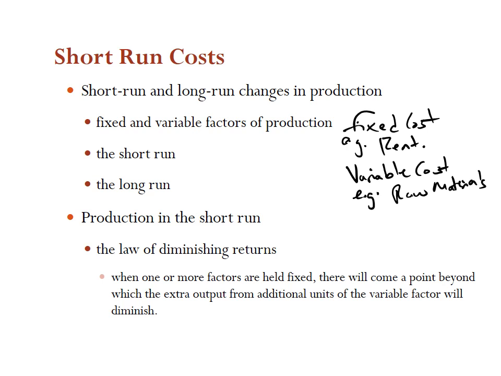Now, like we said, in the short run, you have to keep one factor of production fixed. In the long run, you can change all of them. You can move to a new factory space, hire more people, get new technology. Now, production in the short run is subject to the law of diminishing returns. Why is this? What is the law of diminishing returns? The law of diminishing returns simply states that when one or more factors are held fixed, there will come a point beyond which the extra output from additional units of the variable factor will diminish. I will say that again.